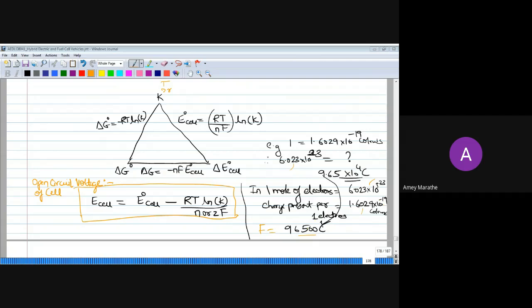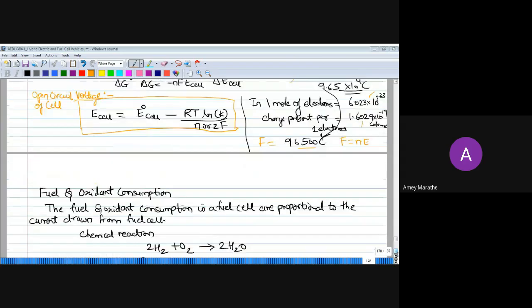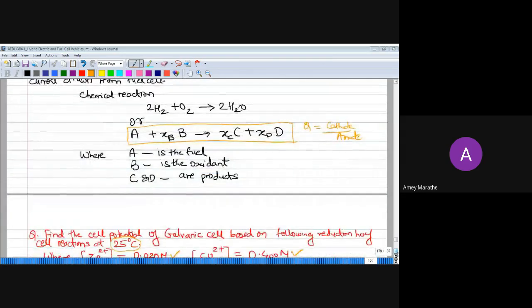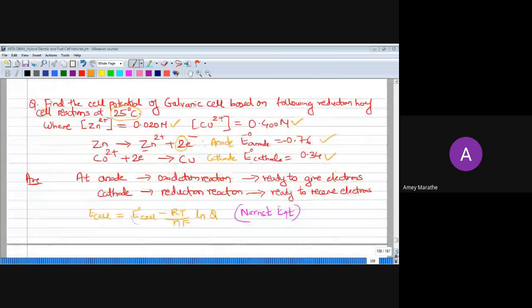And from that, I can calculate by this particular formula, if you just cross multiply this, it is ideally given by the formula N times E. So if I just cross multiply, I will get this Faraday's constant. In order to understand this, I have solved one problem here, where we calculate the cell potential of a galvanic cell, based on the reduction half cell reactions which are given at 25 degrees C. So we have to find out the cell potential at 25 degrees C for a galvanic cell.